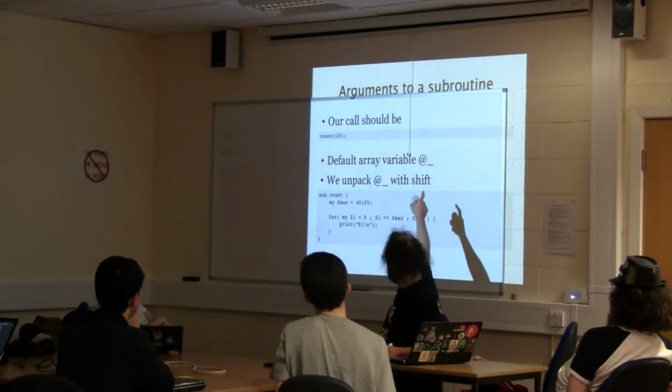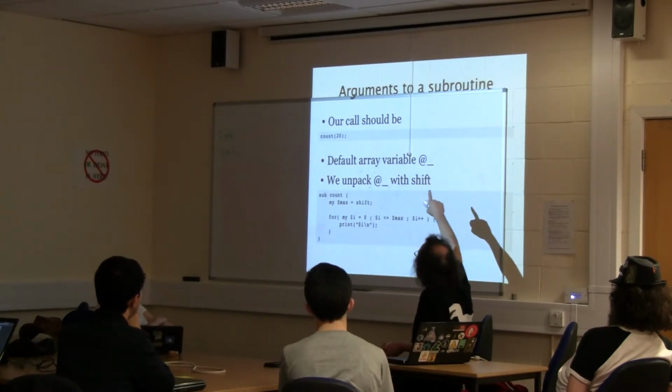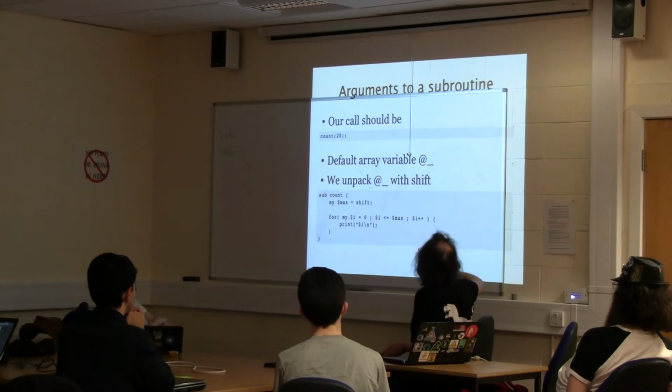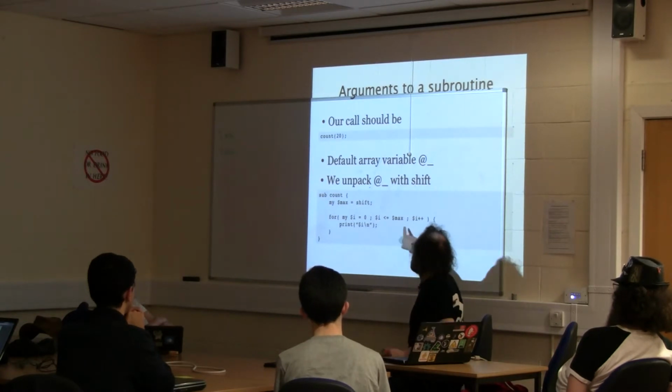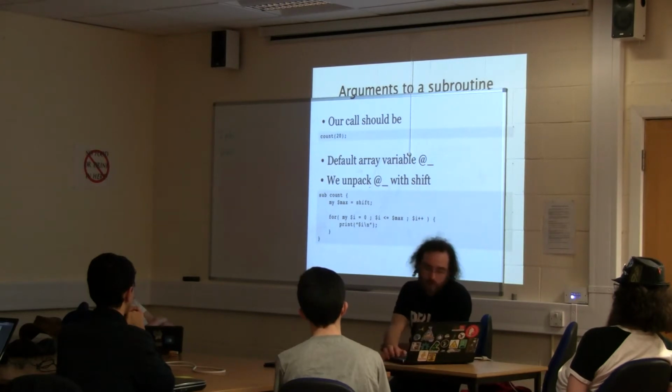Again, we're talking about the default array variable, which is @_. So we can unpack that with shift. We don't have to deal with the @_, we just call shift, and it pulls the first value off the array, and away you go. So again, we're just replacing that within the code with this, which means now we can count to whatever number we want.